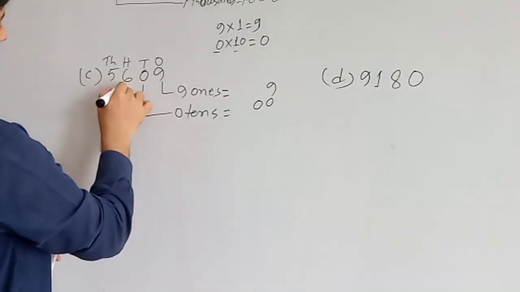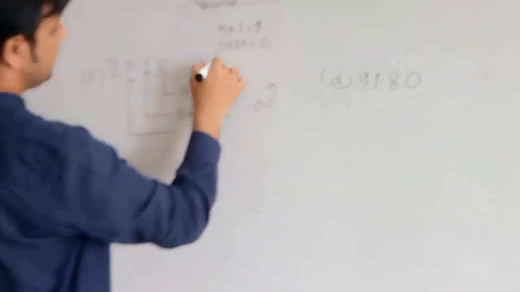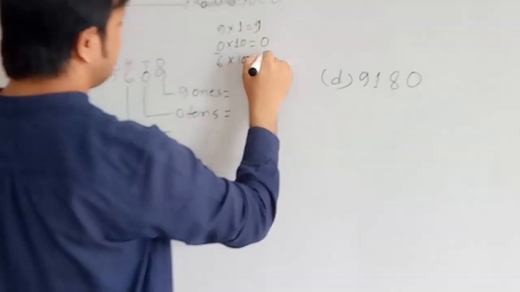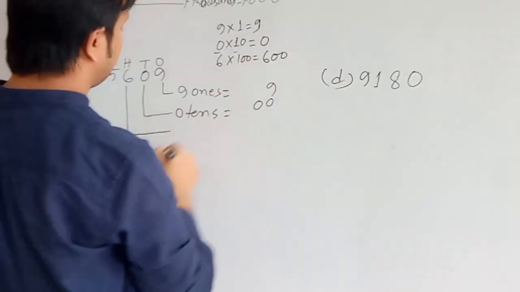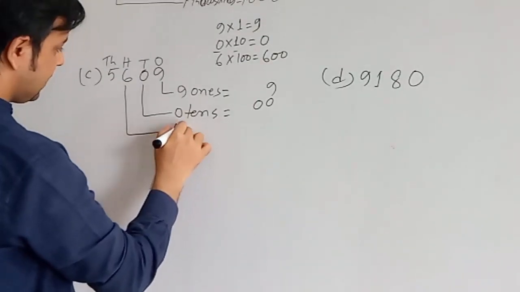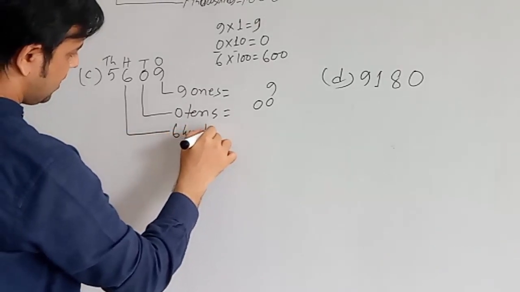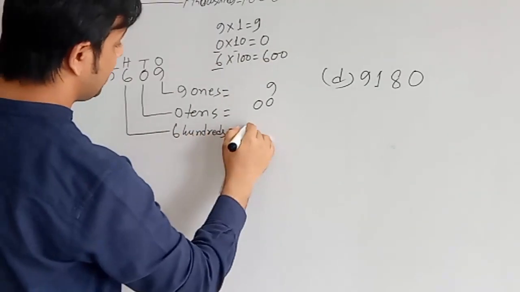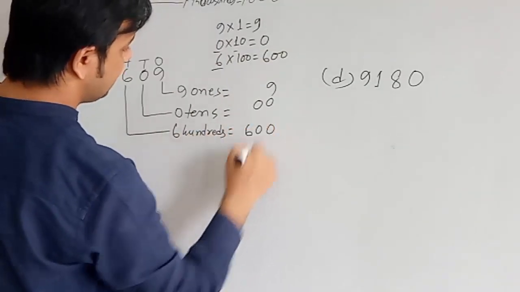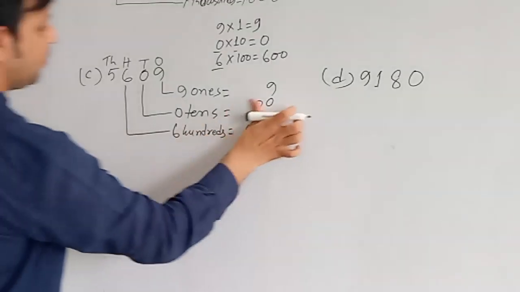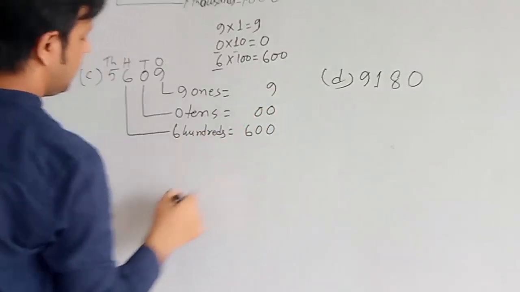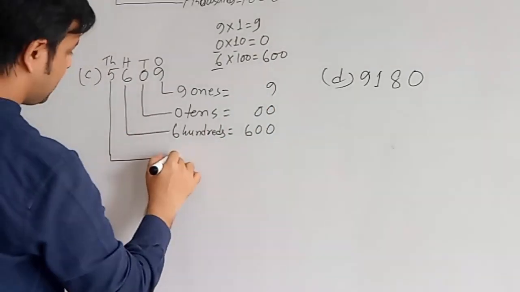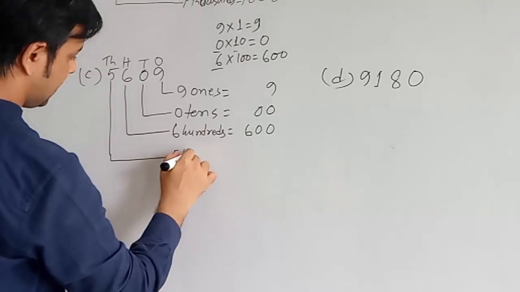Now the third digit, 6. 6 is in hundreds position. So we have to multiply 6 by 100, it will be 600. So we can write 600. So the positional value of 6 in this number is 600. Now the next number, 5. 5 is in thousands position, so we can write 5,000.